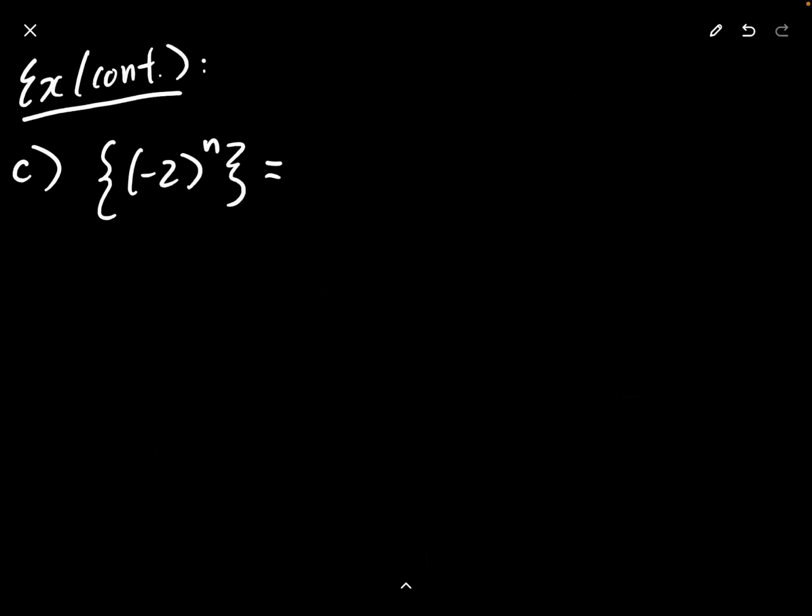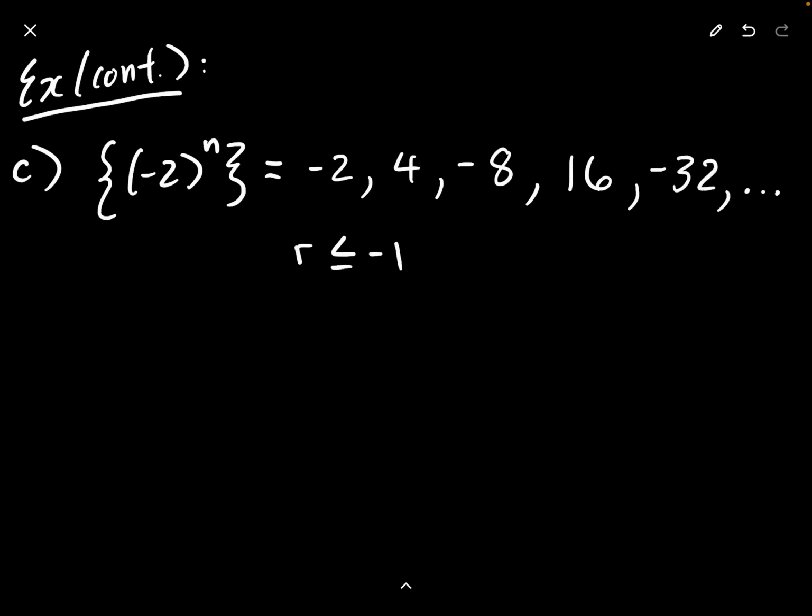Next we have the sequence (-2)^n. So when n is 1, we have -2. When n is 2, we have positive 4. When n is 3, we have -8. When n is 4, we have 2 to the 4, which is 16. And when n is 5, we will have -2 to the 5, which is -32.